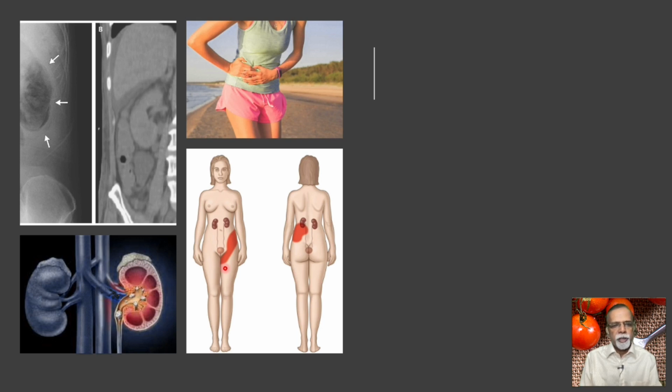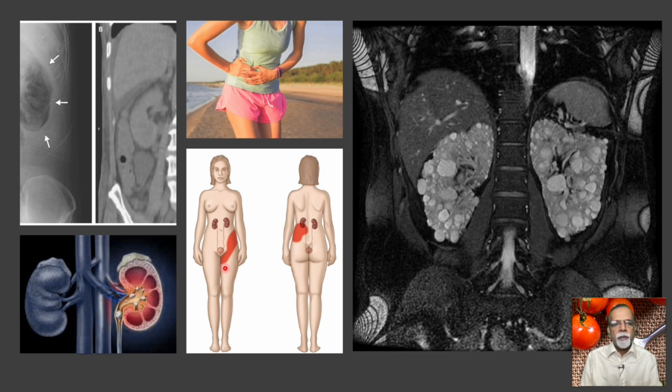Sometimes infection can occur in the kidney. Infection of the kidney is called pyelonephritis, that is, pelvis pyelonephritis. And sometimes cysts or tumors can occur. Here you can see multiple cysts. This is part of the disease called polycystic kidney disease.